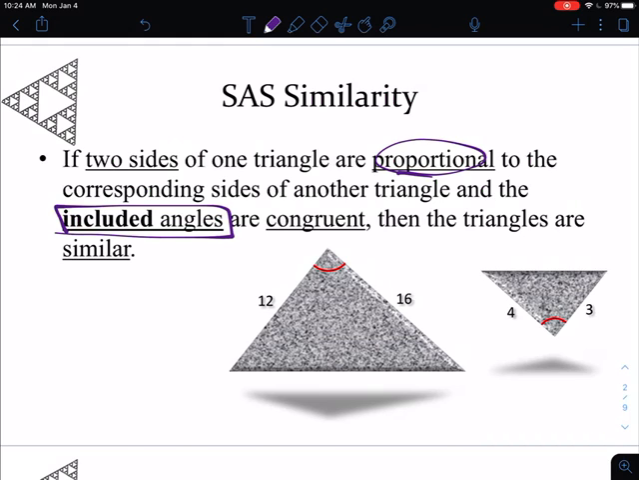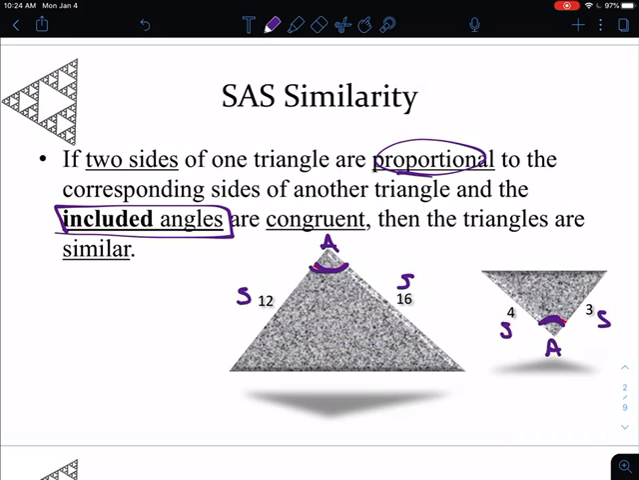And so included, remember, is that word for in between. So we want the angle that touches both sides given, or is in between the two sides given. And so if we look at the two triangles down below here, what we notice is we have this angle marked congruent to this angle. Now, as I'm looking at that, those two angles are in the appropriate spot for SAS. If I look here, I've got side, angle, side. Their angle's in the middle between the two sides. Same thing over here. We have side, angle, side.